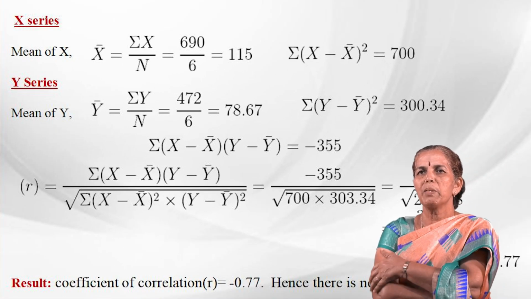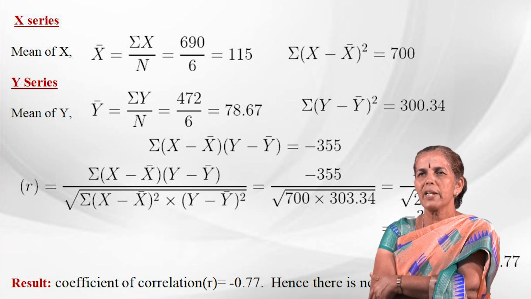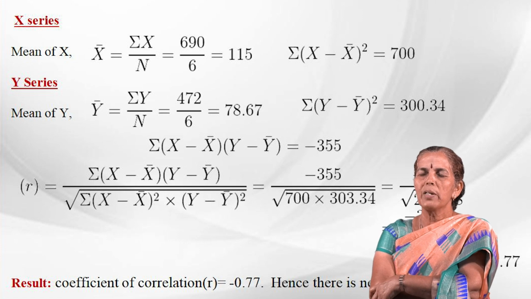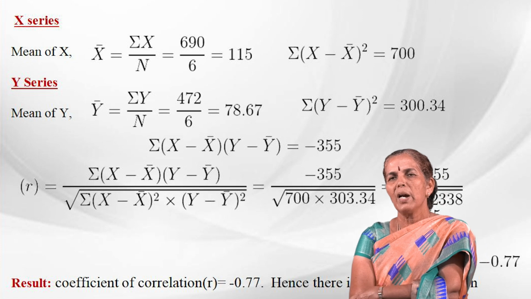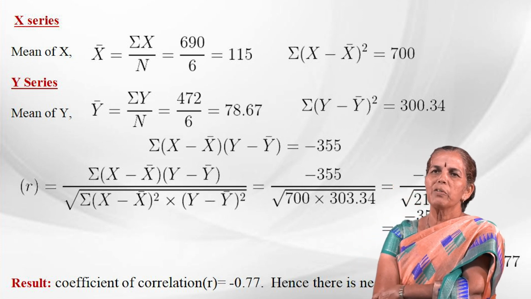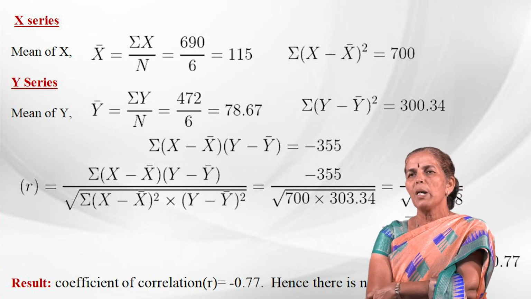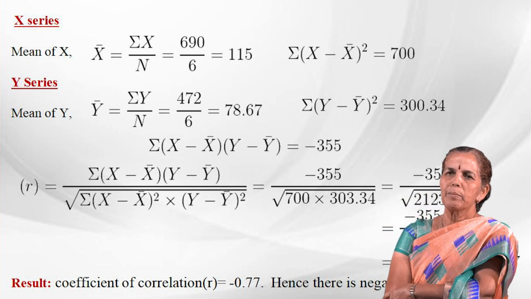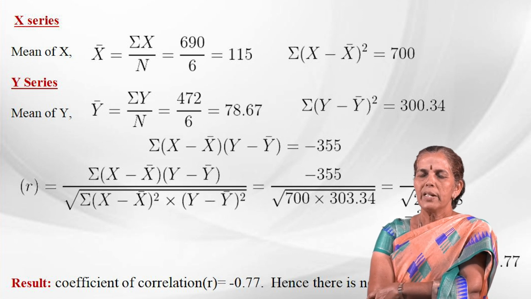X series, mean of x. So x bar equals summation x by n, 690 divided by 6, we got 150. Then the squared summation x minus x bar whole squared, from the table, we got 700. Then y series, mean y bar equals summation y by n, that is 472 divided by 6, which equals 78.67. Summation y minus y bar whole square, we got 303. So summation x minus x bar into y minus y bar, we got minus 355.